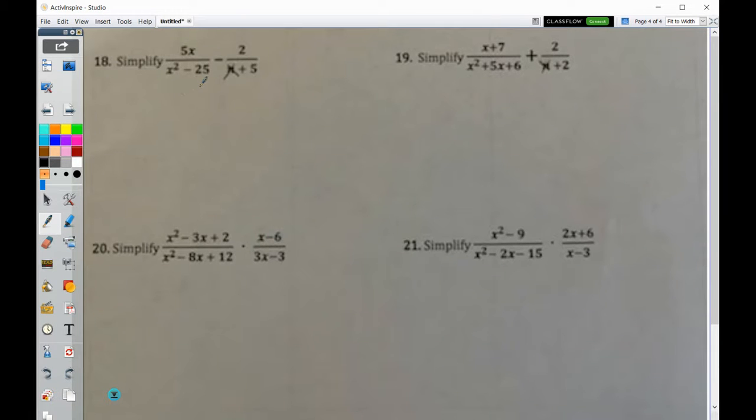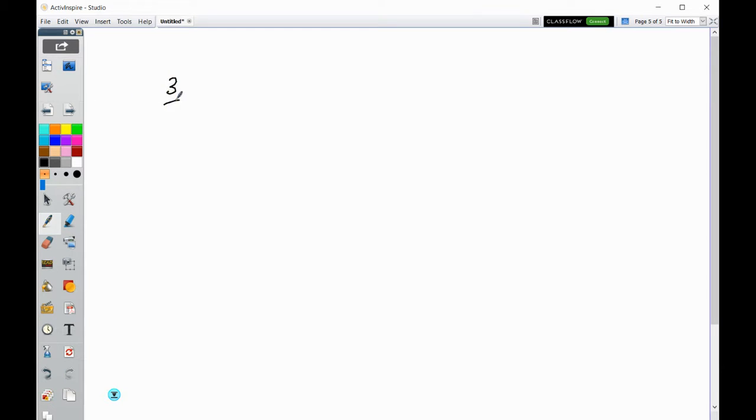All right, so here's a simplified question. I skipped a little ahead. I like these. So to simplify x squared minus 25, we need to get a common denominator. Just like with a regular fraction, like 3 halves plus 2 fifths, in order to simplify this, you have to get a common denominator.